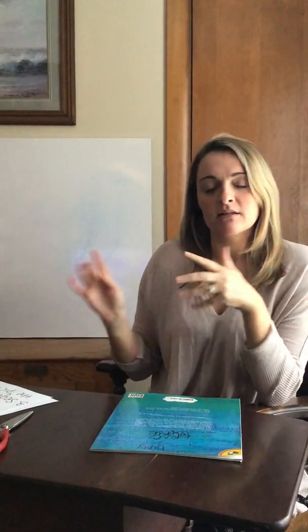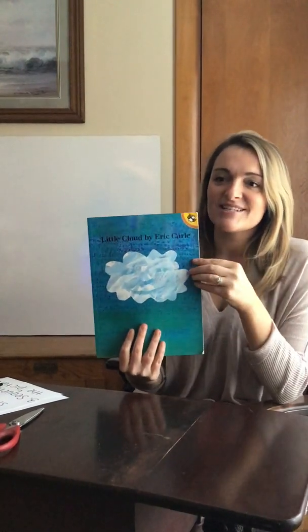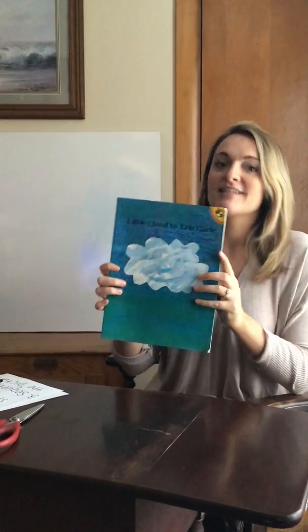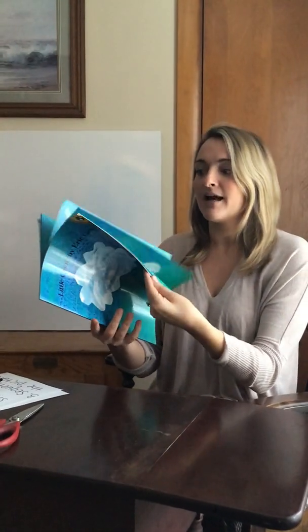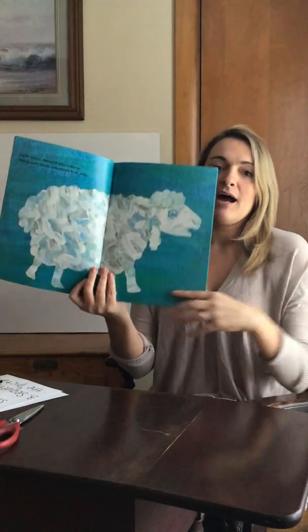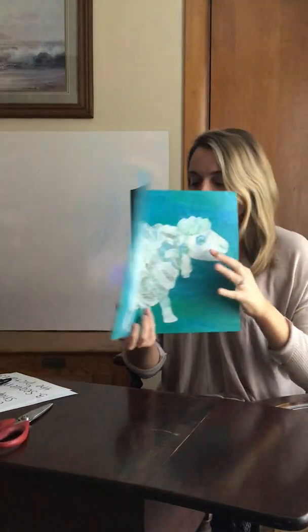So sequencing is when you take parts of a story and you put them in the order that they happen in the story. So in order to sequence this story, Little Cloud by Eric Carle, the first thing you're going to have to do is listen to the story. Because in order to know the events or the things that happen in the story, you have to listen to it or read the story.